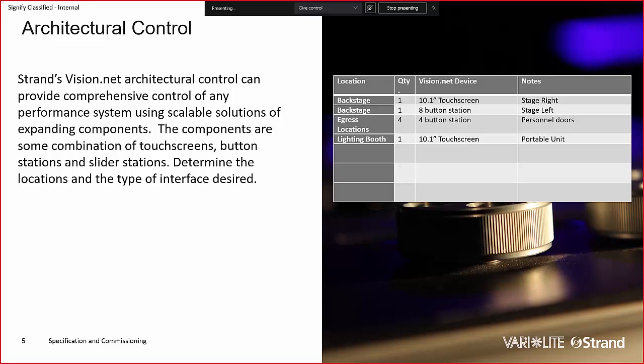The egress locations, so the doors into the auditorium for the audience, will often have a button station at each egress location, and this will allow for anyone to walk into a dark auditorium and turn the lights on without having to travel into the auditorium in the dark space. Those button stations could easily be 2 button stations, so you have one that turns the house lights on and one turns the house lights off.